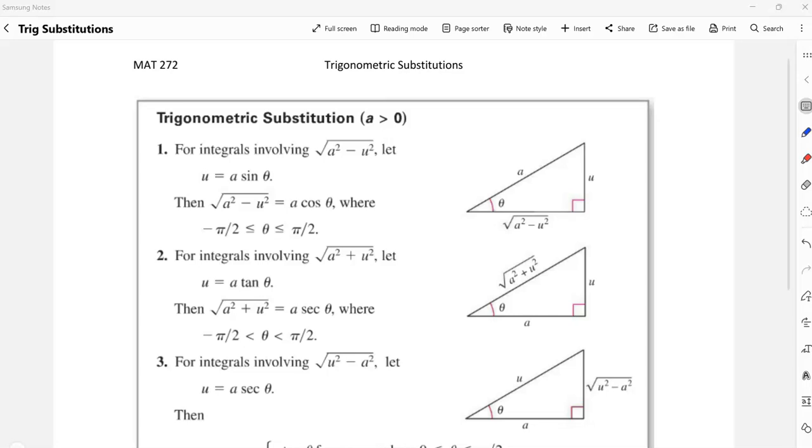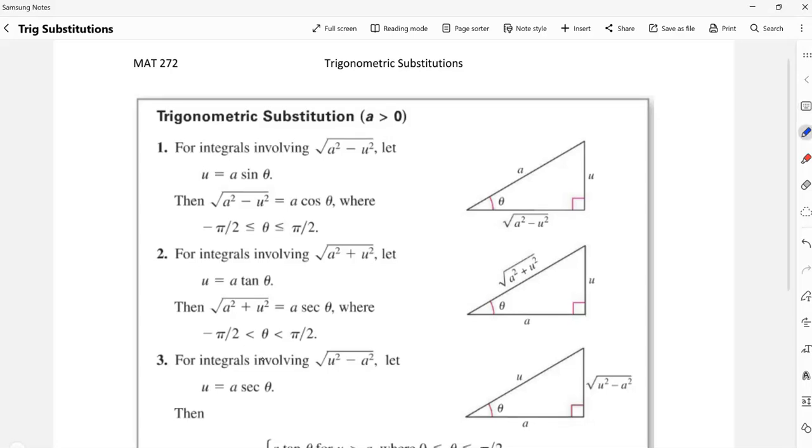So if we're looking at something integrating like this, what trig substitution are we going to use? We're going to let u equal a sine of theta. So then we could build a right triangle by solving this for sine. So we have u over a is equal to the sine of theta. And that's going to give us enough information to build this right triangle using right triangle trig. Remember SOHCAHTOA for right triangle trig.